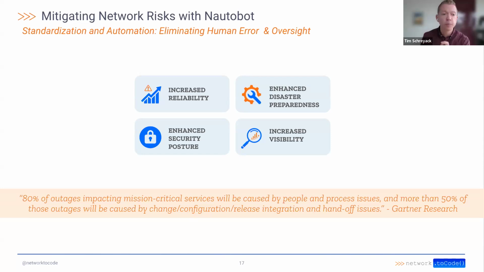Just an interesting quote here from Gartner. 80% of outages impacting mission-critical services will be caused by people and process issues, and more than 50% of those will be caused by change configuration, release intent integration, and handoff issues. So we have a significant impact coming from the way that we manage our networks in a legacy fashion, and this can be addressed as we move to intent-based networking.